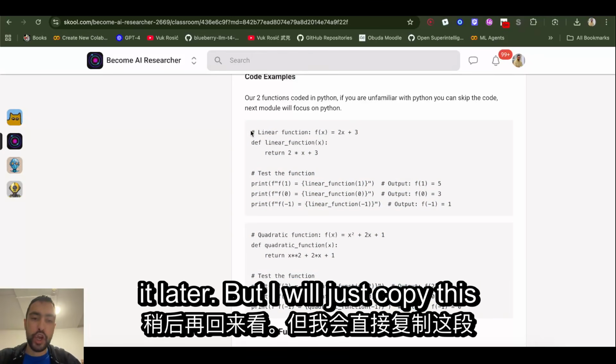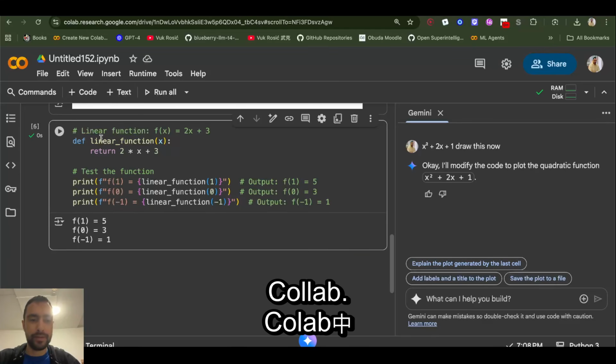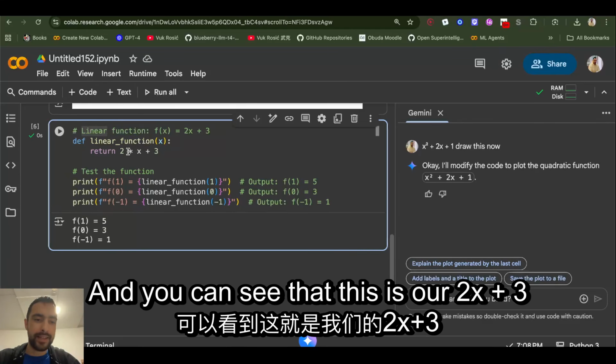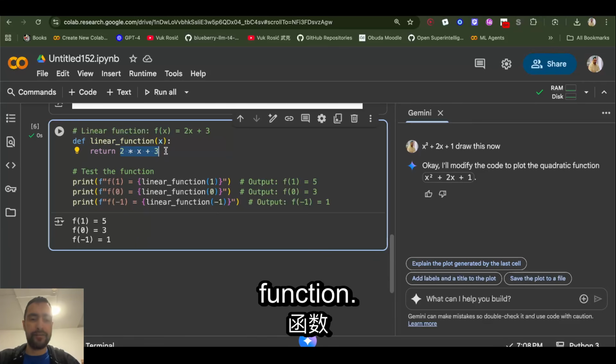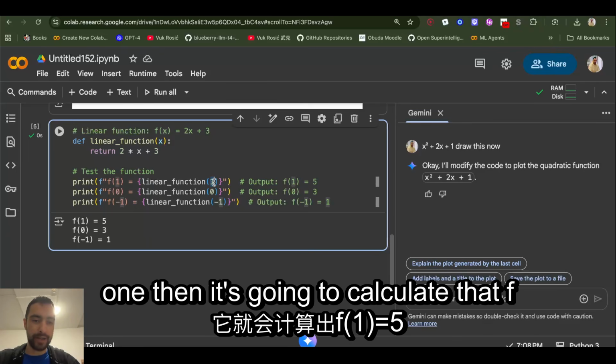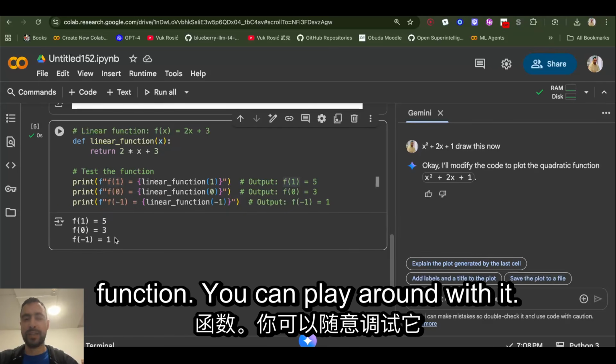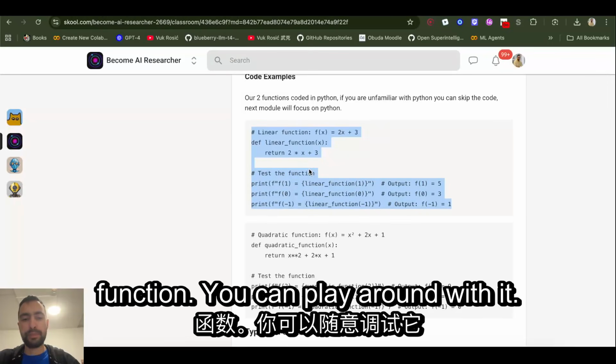But I will just copy this Python code and paste it into Google Colab. And you can see that this is our 2x plus 3 function. So if we pass x to be 1, then it's going to calculate that f of 1 is equal to 5. f of 0 is equal to 3, f of minus 1 is 1, so it's just our function. You can play around with it.